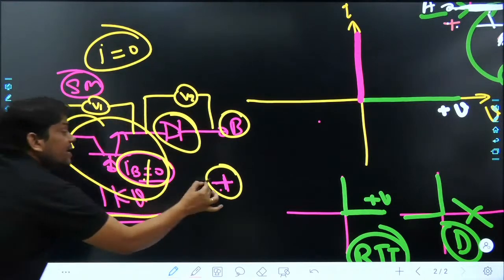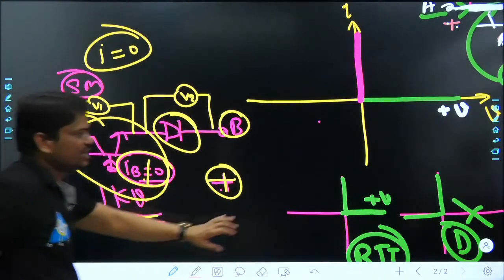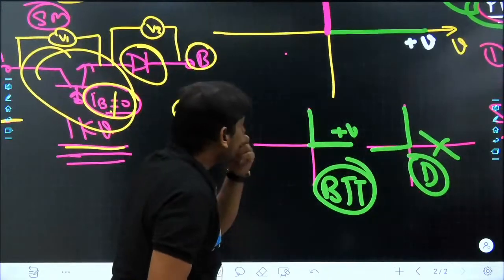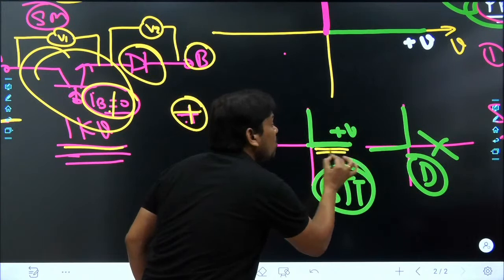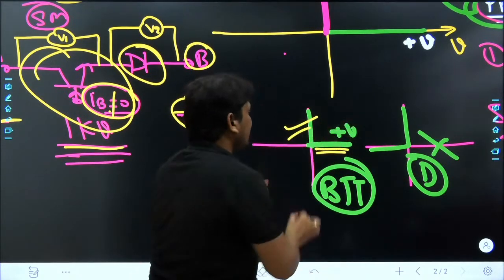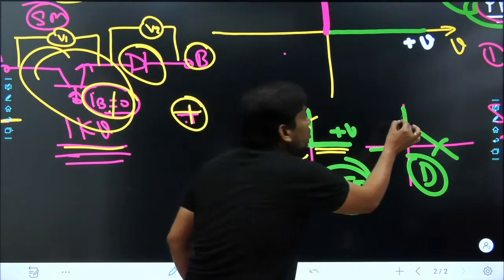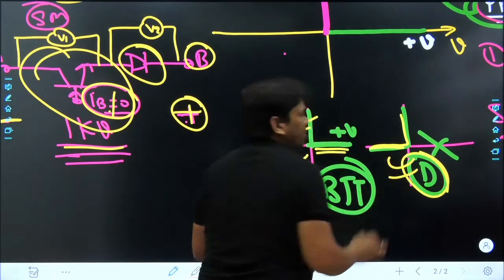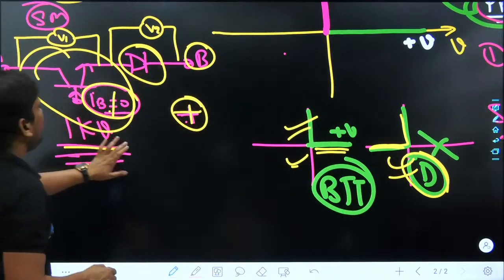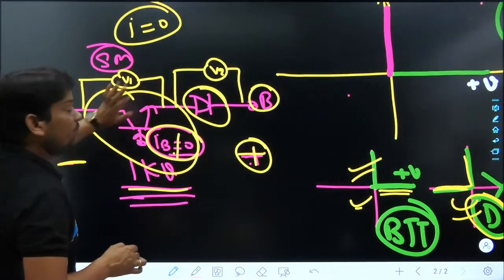This is negative voltage. Come here. This is the diode VI characteristic. This is the BJT. See, the BJT can block positive voltage, so in the first case, it was capable. Now the diode can block negative voltage, so in the second case, the diode is capable. So what will be the reading of V1 and V2?